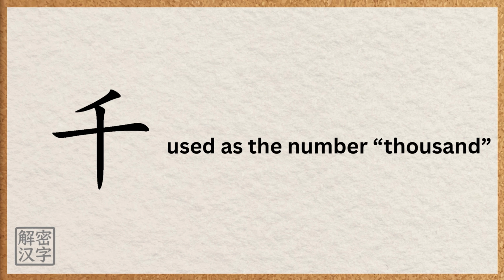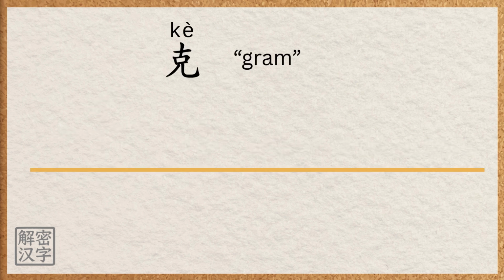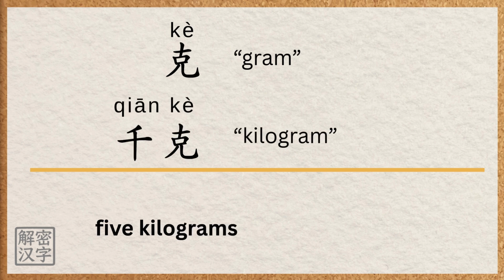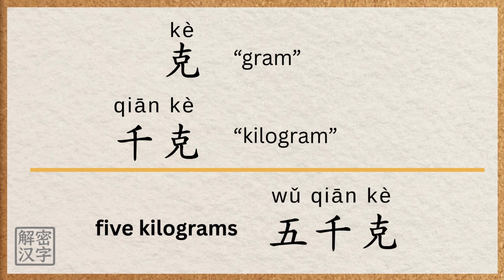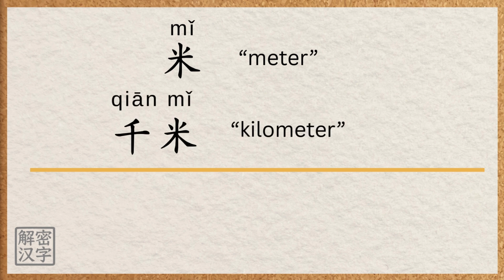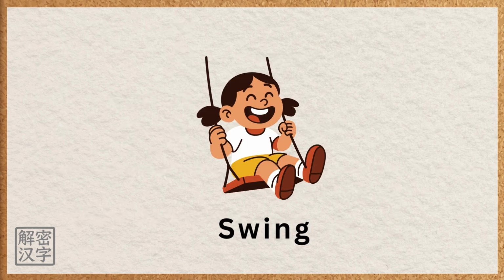Besides being used as the number 1,000, the character qian can also form larger unit words when combined with other numerical units. For example, ke is the unit for gram, so 千克 means kilogram. 5 kilograms, we say 5,000克. Mi is the unit for meter, so 千米 means kilometer. 3 kilometers, we say 3,000米. Got it?